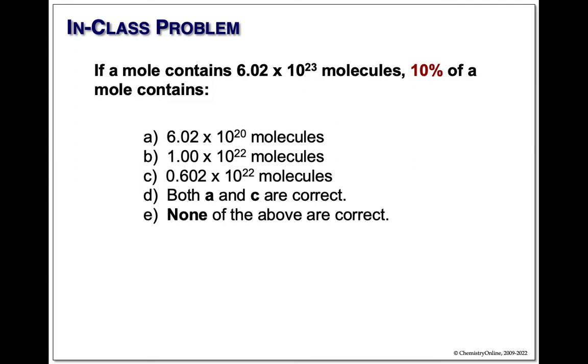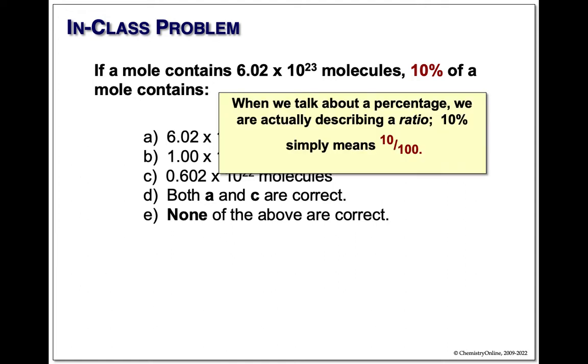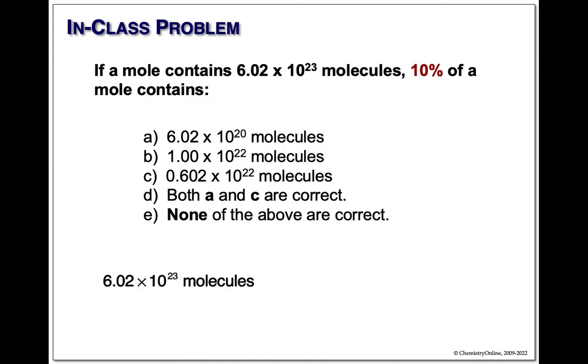Well, think about how you do a percentage. You take a number, divide it by 100, and then multiply by 100. This is really 10 divided by 100. That's a ratio. So we can use it simply. Here's our given. Our ratio is 10 to 1. Simply divide by 100, and we get 6 times 10 to the 22 molecules.